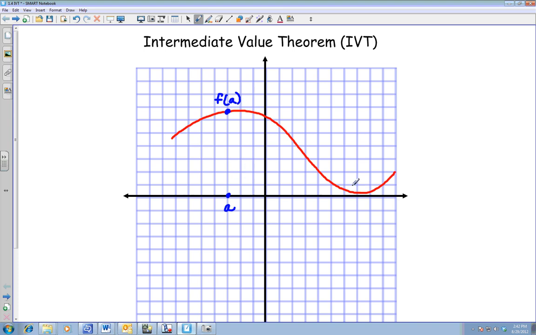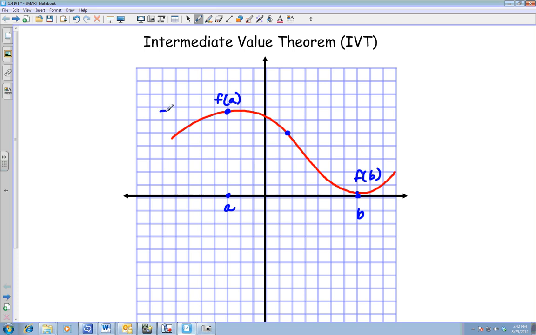And then I'm going to pick another point. I'm going to say point B. And here's point B. So that's f of B. That's my y value. Okay. Here is f of A. Here's f of B. The intermediate value theorem says somewhere between A and B, there is a value k.